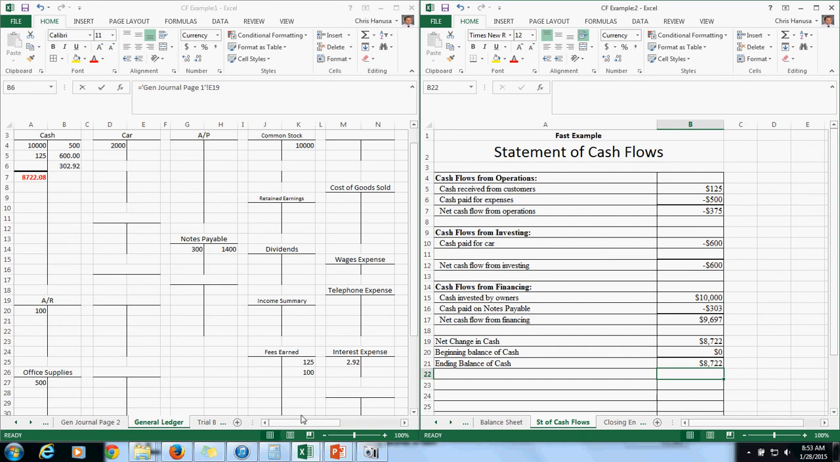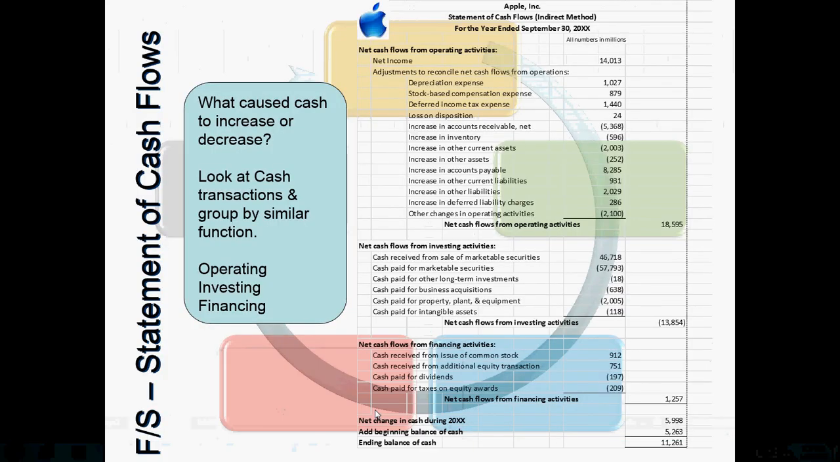Now, our example is easy for us. Here's Apple from a few years ago. They went from $5 billion at the beginning of the period to $11 billion at the end. So how did they get $6 billion? You can see most of it came from their operating activities. They lost some in investing activities because they were investing in other companies. That's marketable securities. And they gained some from financing because people bought their stock. So that's where the detail comes in. It is much more challenging at that level. But at our level, I think we will definitely be able to accomplish what we need to accomplish.